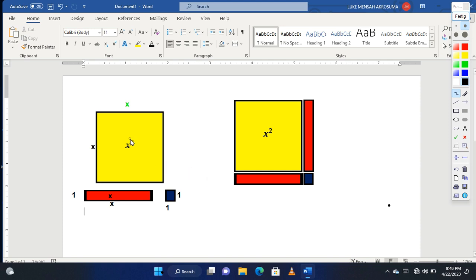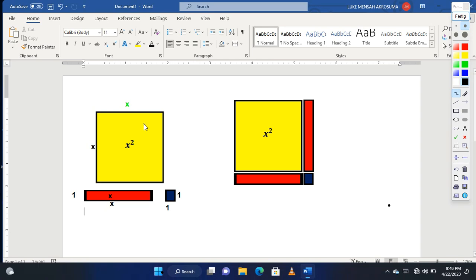This time around, we want to examine how we can use algebra tiles to resolve quadratic equations. Better still, we want to understand how we can use algebra tiles to find the factors of a given quadratic equation.